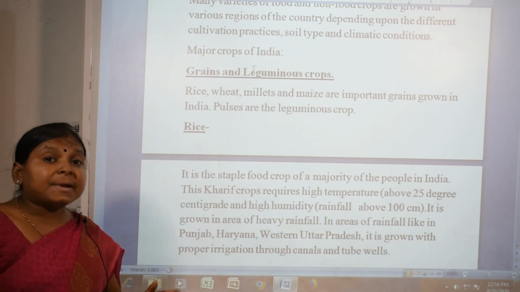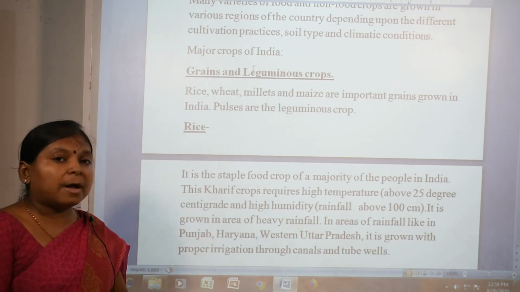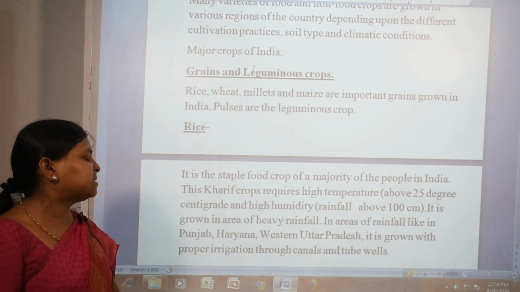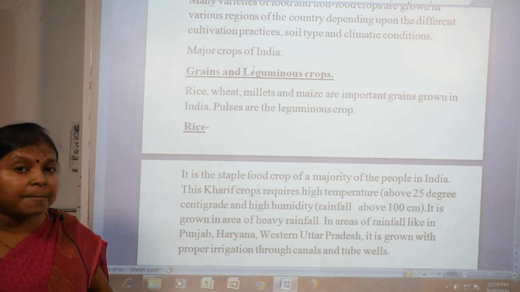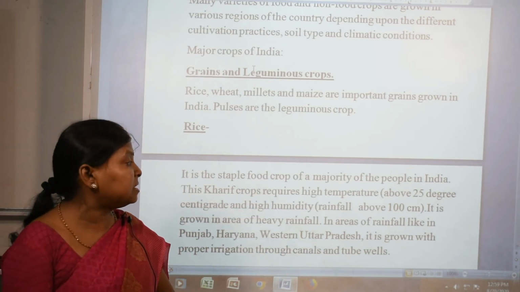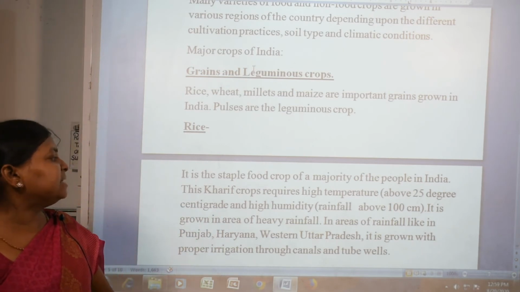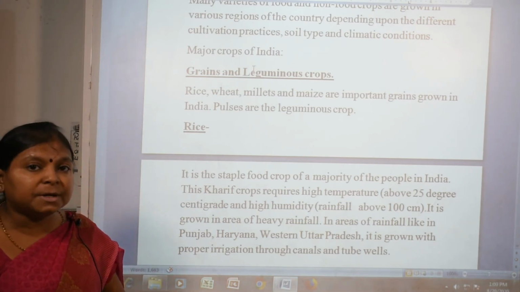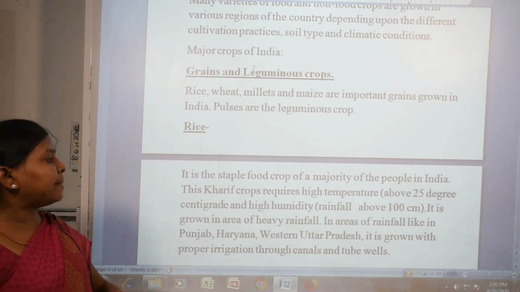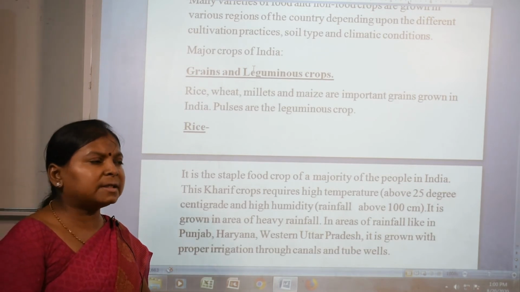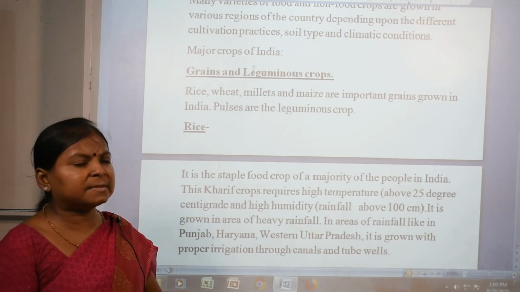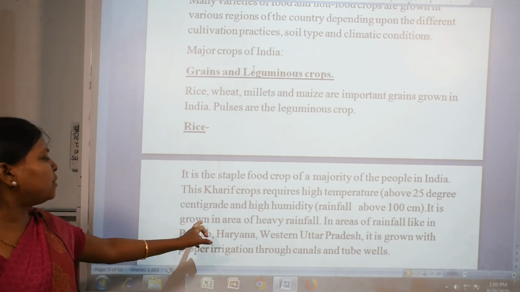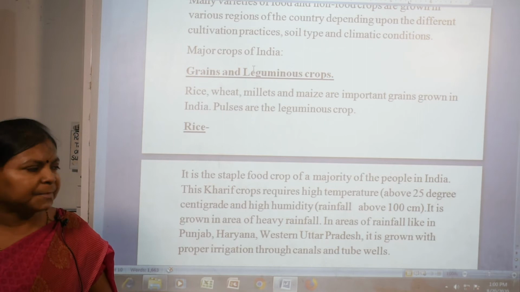It is the staple food crop of the majority of the people in India. They are consuming this. This is a kharif crop. It requires high temperature above 25 degrees centigrade and high humidity. It needs rainfall above 100 centimeter. So where there is a good amount of rainfall, in that area the farmers are growing paddy. It is grown in areas of heavy rainfall.